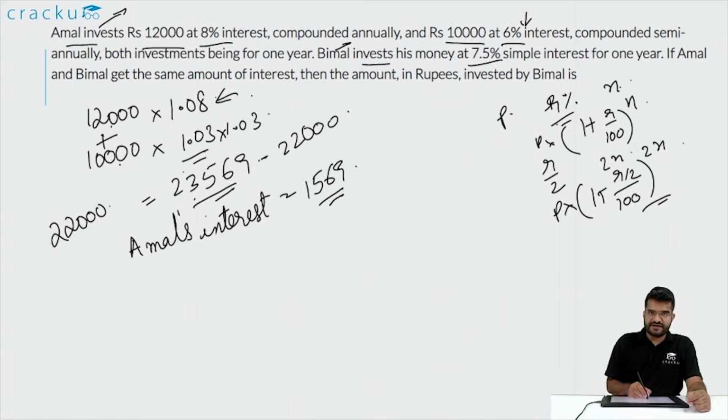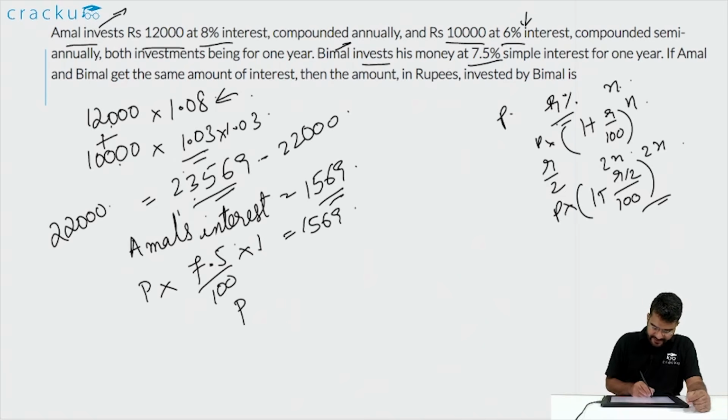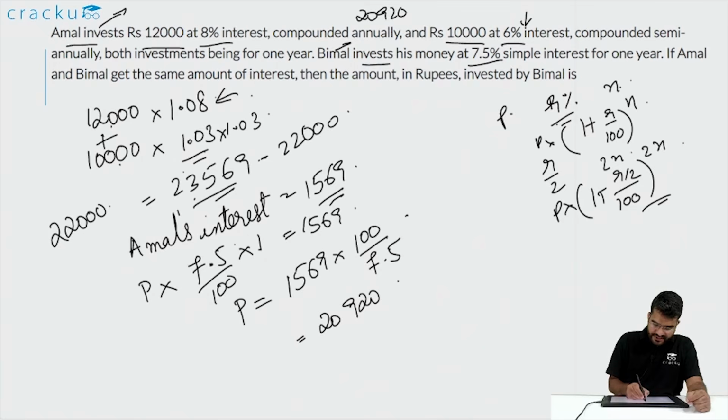Now this is the interest that Bimal also earned. Suppose his principal is P. By investing at 7.5% simple interest for 1 year, this is the interest. This is equal to 1569. Here you can multiply and find out that P is equal to 1569 into 100 by 7.5. Again you can use your calculator to find out that the answer will be 20920. So the answer in this case is 20920.